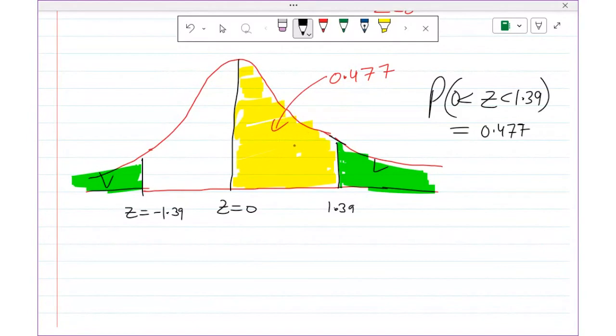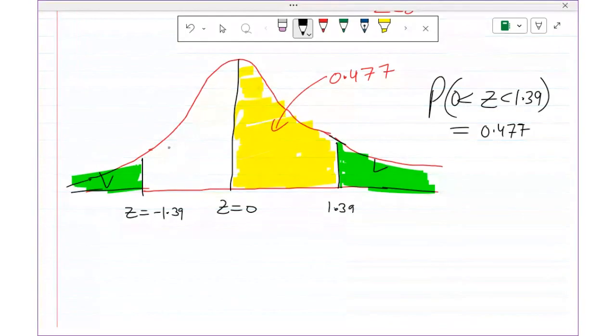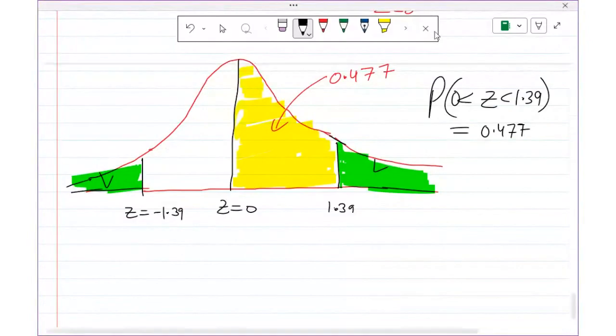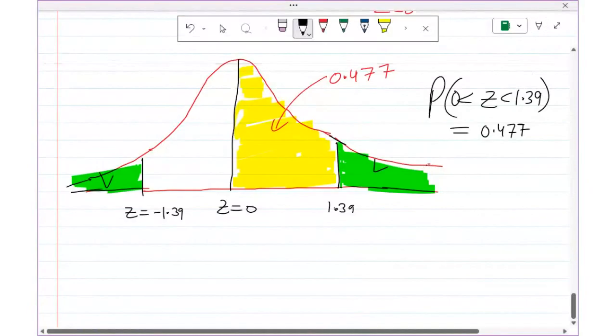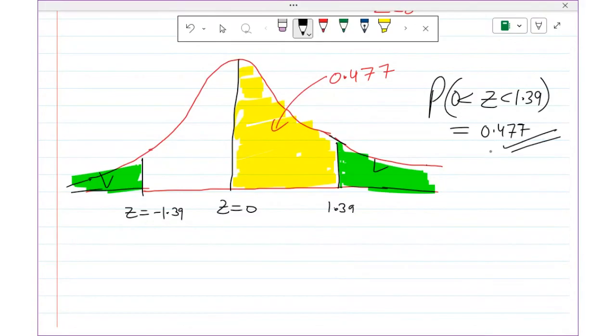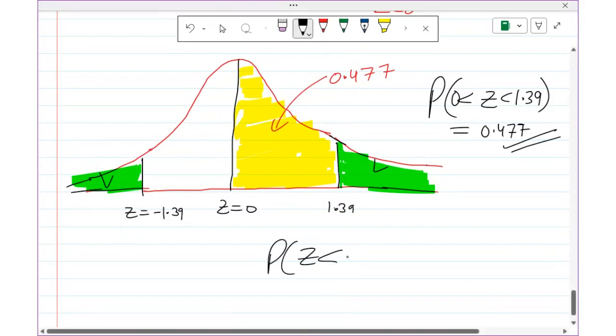So this yellow color area is given in the exam, and you are asked to find the area on the left side of minus 1.39. So how will you proceed? Who will tell me in the comments? Can somebody tell this answer? The question is, we are given the probability that z is between 0 and 1.39 is 0.477, and we are asked to find the probability that z is less than minus 1.39 in the normal distribution.